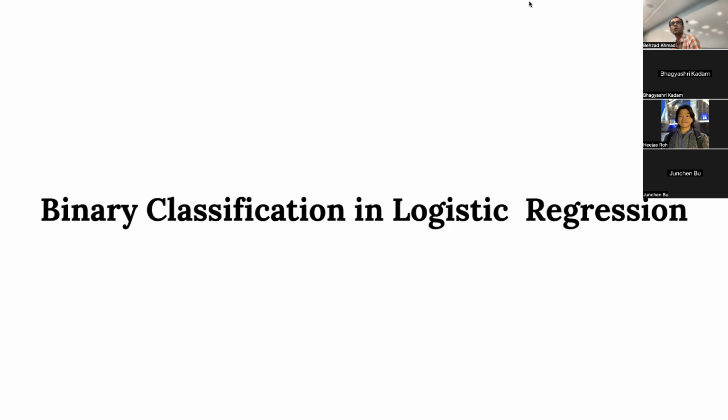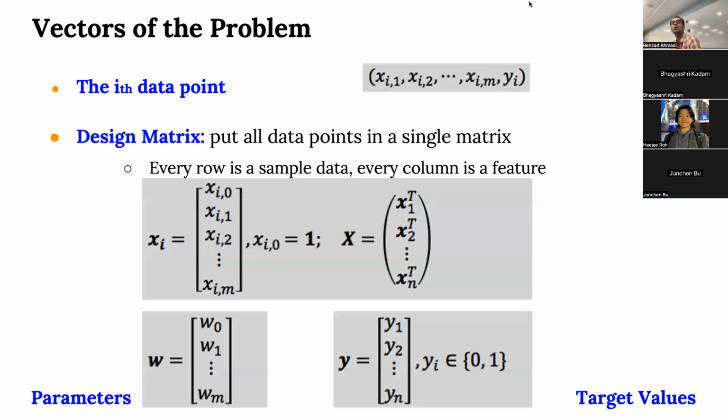Let's think about a binary classification using logistic regression. So we have two classes. Y is either 0 or 1. But again, let's assume we have many features. We have M features and N samples.